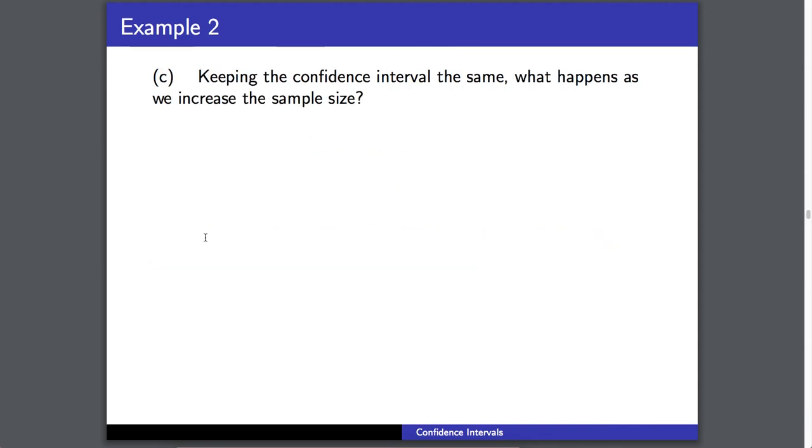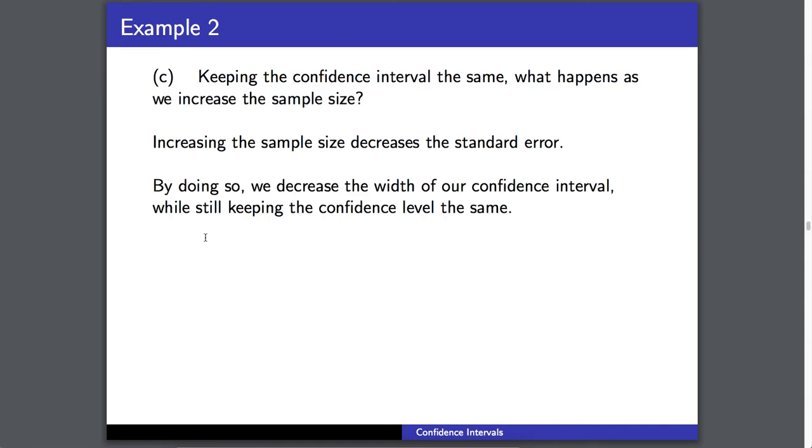Keeping the confidence level the same, what happens as we increase the sample size? Increasing the sample size decreases the standard error, which decreases the width of our confidence interval. So we went from between $2.41 and $2.49 to now between $2.42 and $2.48. The more we get in our sample, the better it represents the population, so we've narrowed down where we believe the population mean to be simply by increasing our sample size and not having to increase our confidence level.